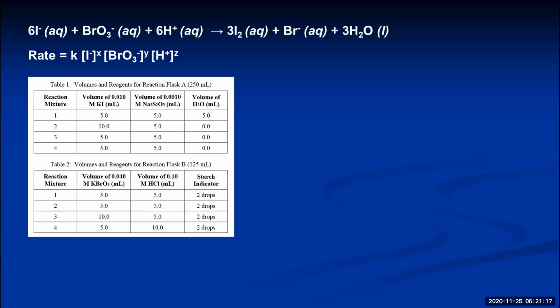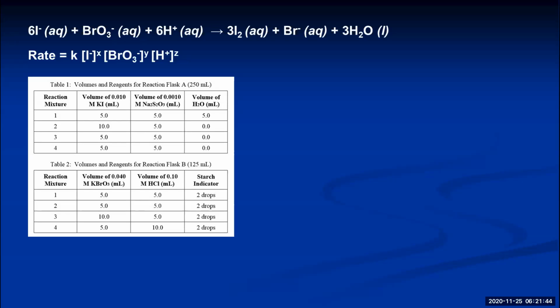If we look at an example for reaction mixture number 1, what we're going to do is have 2 different flasks, flask A at the top, flask B at the bottom. In flask A, we're going to put the iodide ions, but in flask B, we're going to put the other 2 reactants, the bromate and the hydrogen ions. That way we keep them separated until the instant we mix the 2 together, and then we can start timing to see how long it takes the reaction to occur.